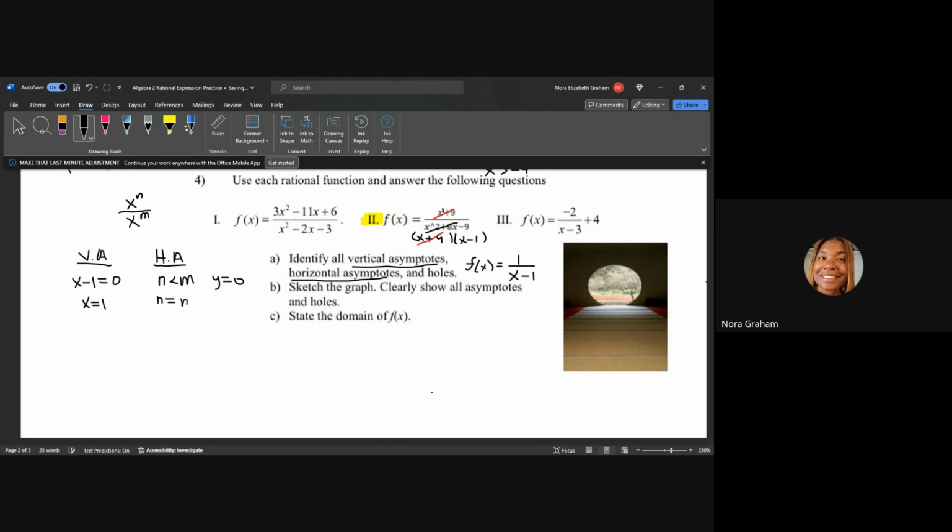That just means that how we would find our horizontal asymptote is we would use our coefficients. We'll call our coefficients a and b. A over b. So that means it would be 3 over 1. And then if our n is more than our m, there's going to be no horizontal asymptote.